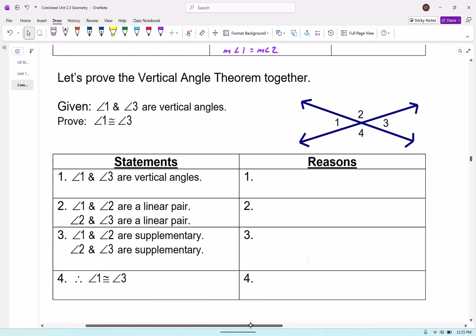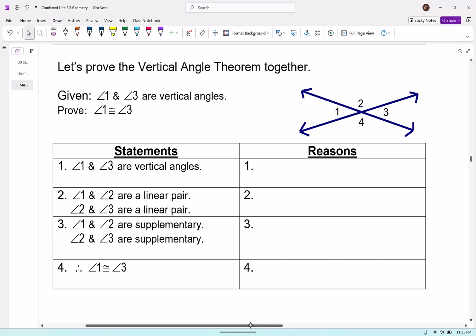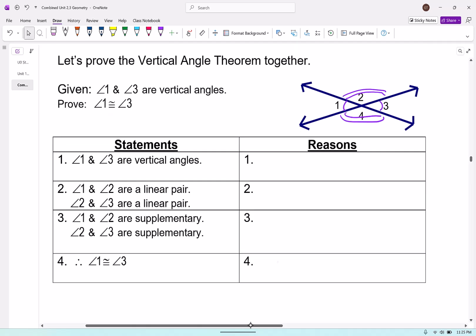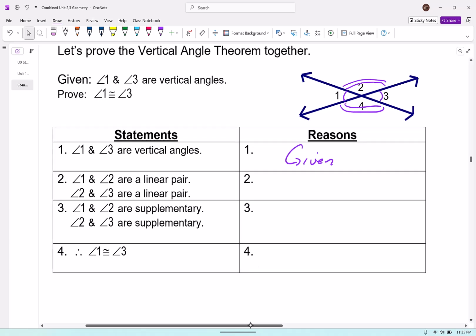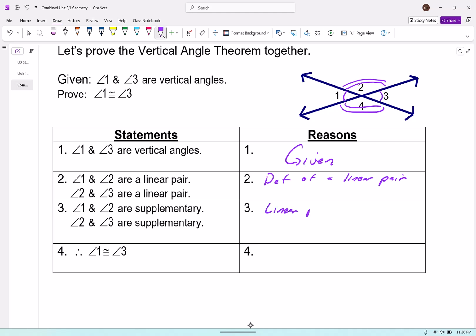Okay, so let's prove the vertical angle theorem together. I know that these are going to be congruent pairs. If 1 and 3 are vertical angles, why? Well, that is given. Great start. 1 and 2 are linear pairs. How do we know that? By the definition of a linear pair. They are supplementary. We know that by the linear pair theorem.